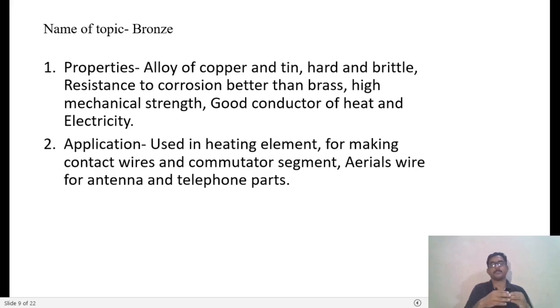The purpose of the commutator is to carry the outer current towards the inner portion, that is towards the rotor side. And sometimes in a generator, the purpose of the commutator is to convert the inner supply, that is the AC supply, towards the DC supply for a DC generator. It's a very typical concept. This bronze can also be used as aerial wires, for antennas, and telephone parts also.